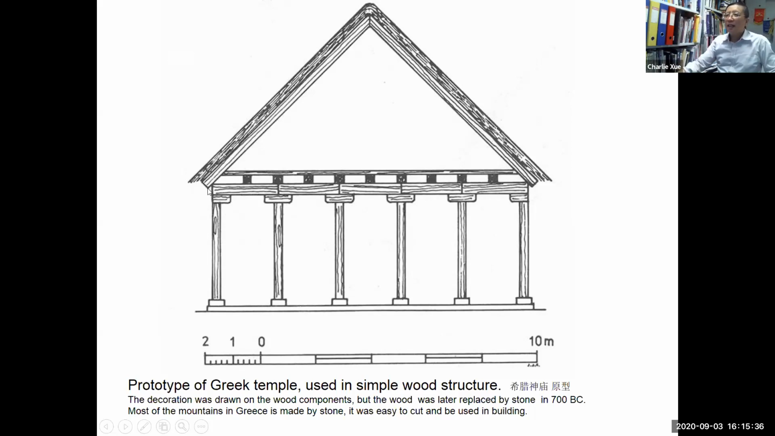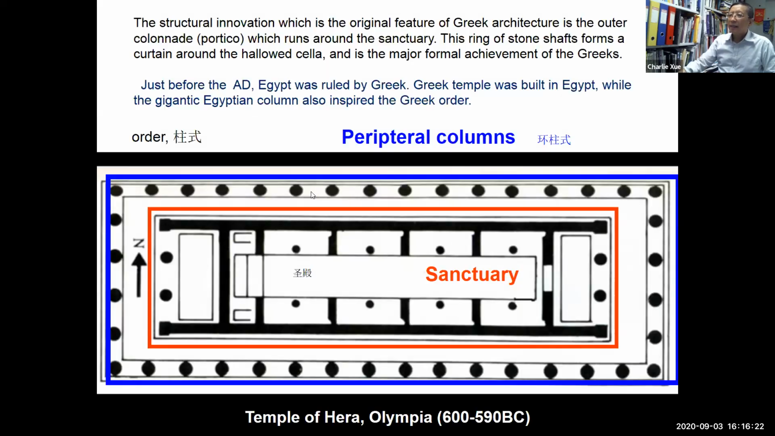To cut that. Then people will make a roof, a pitched roof, in this way. If you make a roof in this way, the rainwater can easily run out. So that is the early Greek temple, but it was made of wood. Later, it was replaced by stone, and most buildings in Greece were built of stone. And we can see the plan. In this plan, there are many columns surrounding the building. That is called peripteral columns.